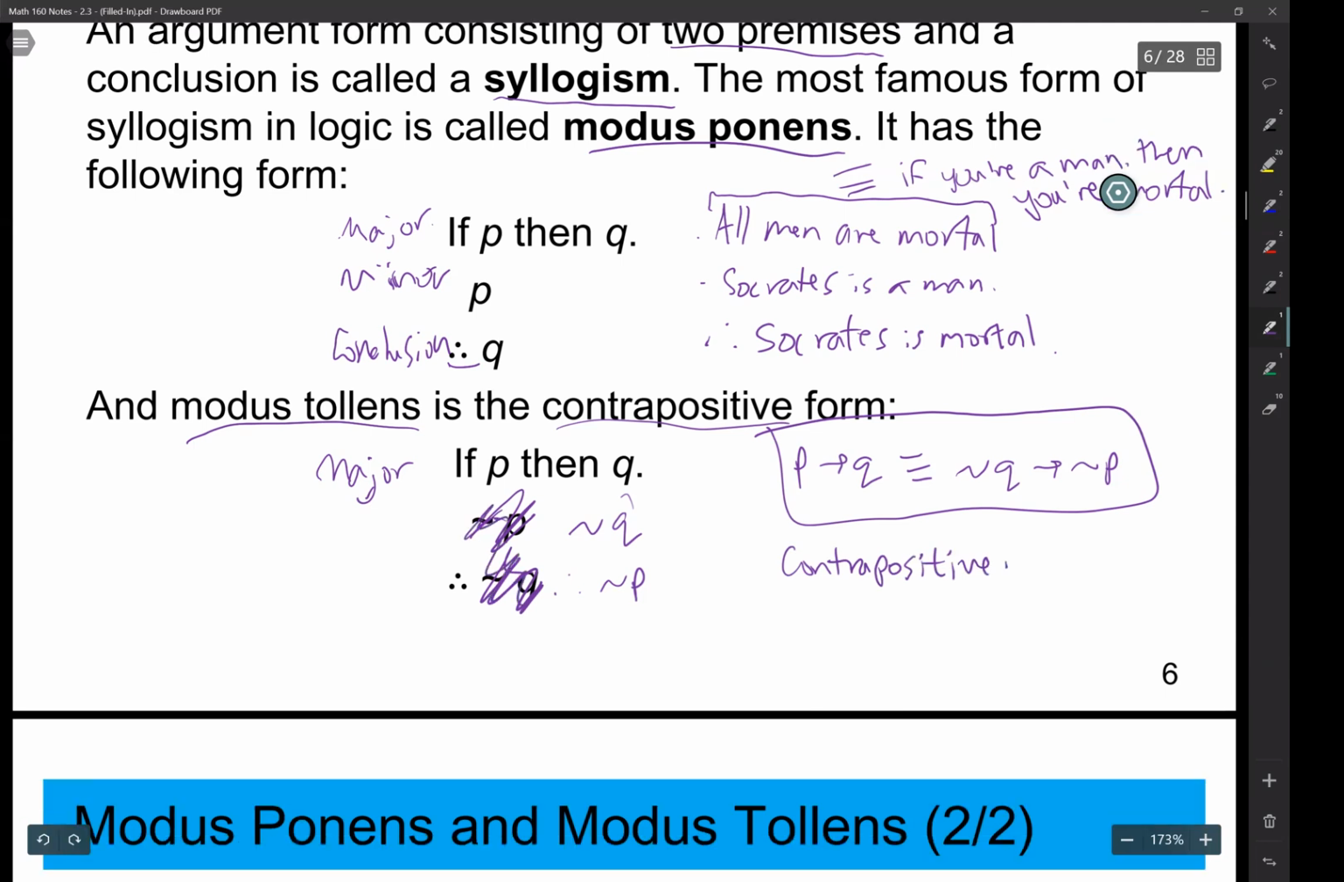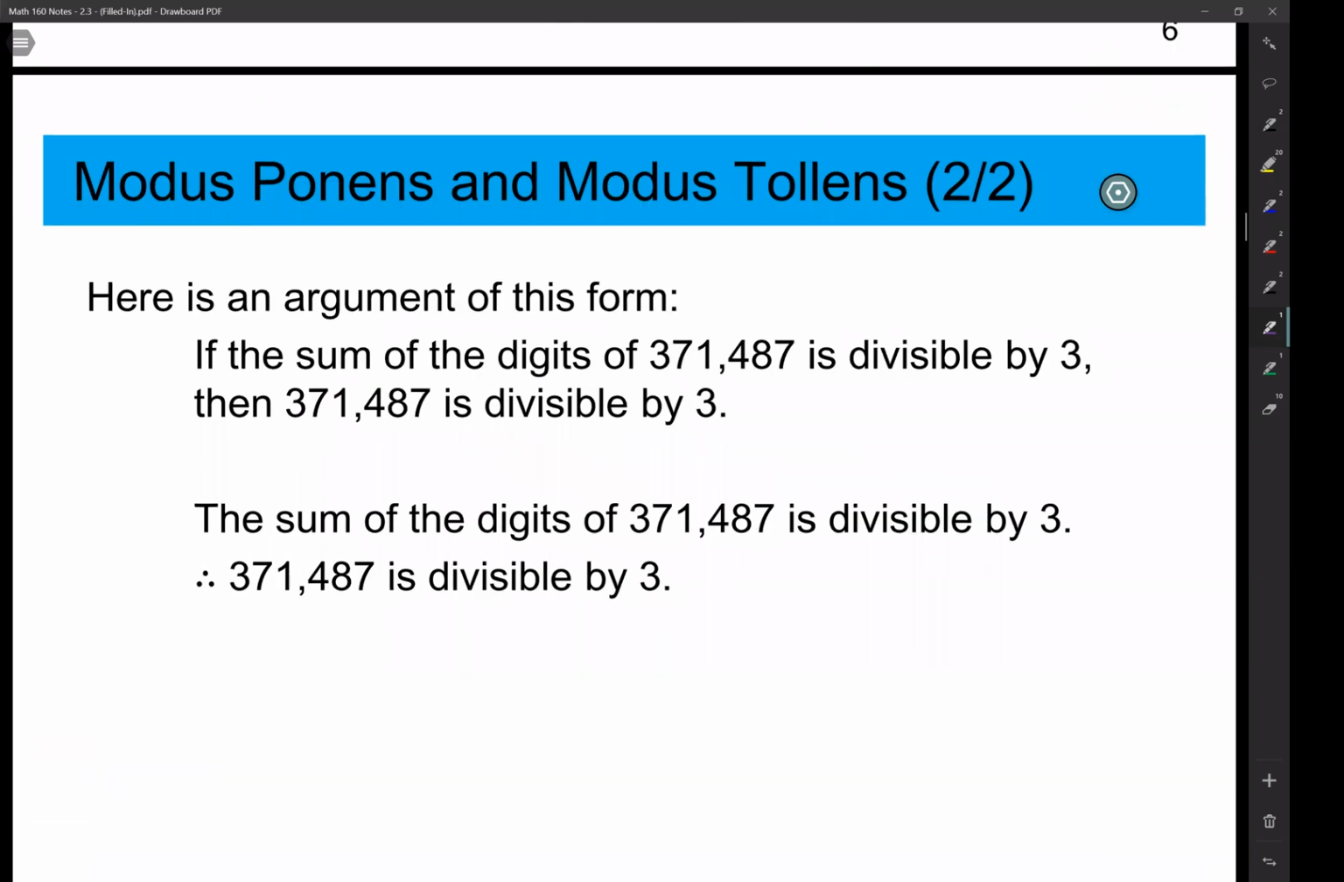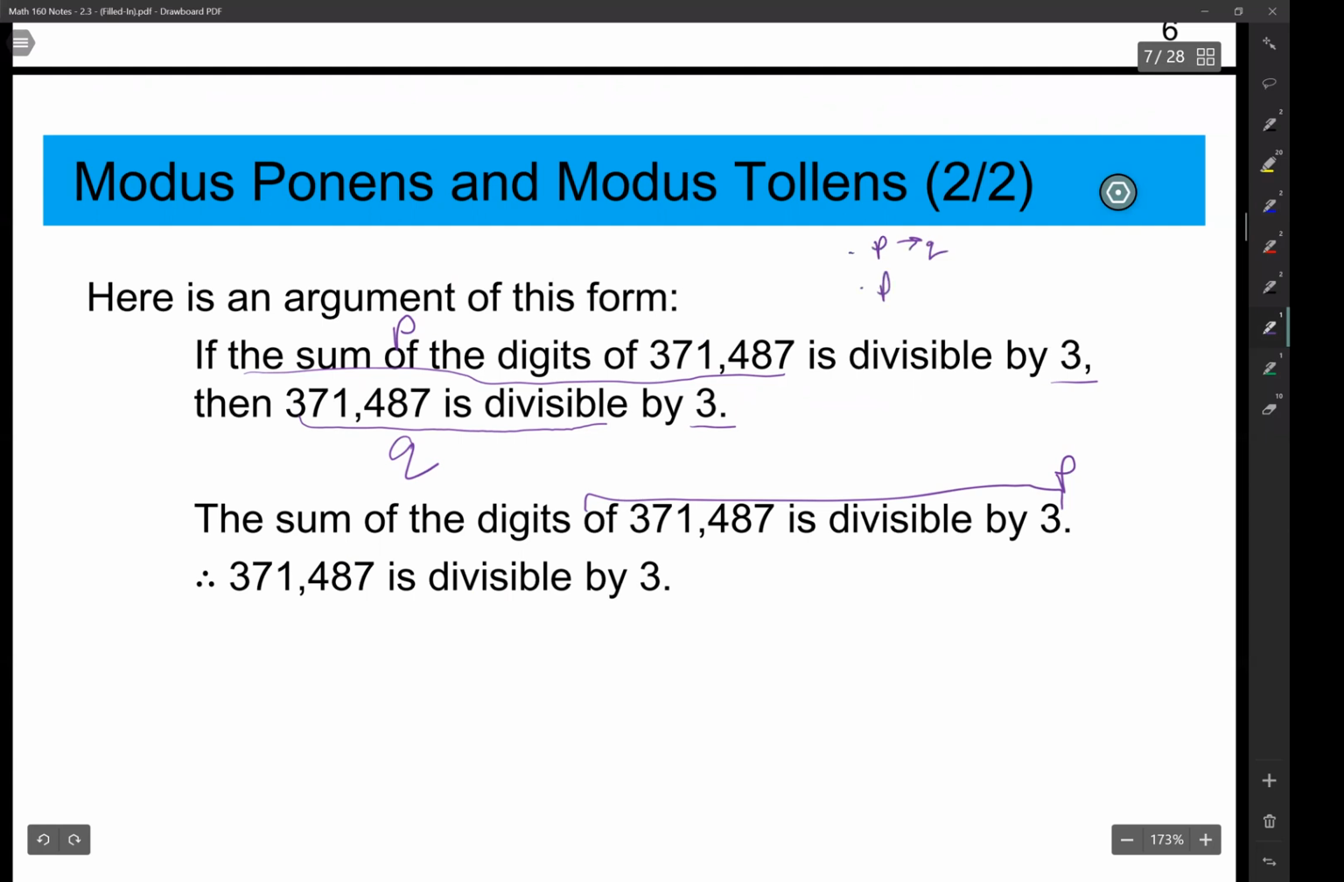Okay, let's jump into an example. So here's an argument of this form. If the sum of the digits of the number is divisible by 3, then it's divisible by 3. So this is the if P then Q part. So P implies Q. Now what do I have here? The sum of the digits is divisible by 3. So I have P here. Modus ponens said if you have P implies Q, and if you have P, then you're allowed to conclude Q. So that's what we're able to do there.